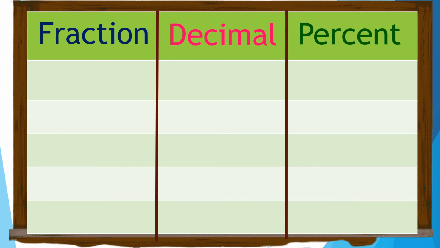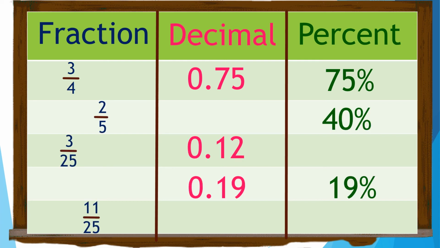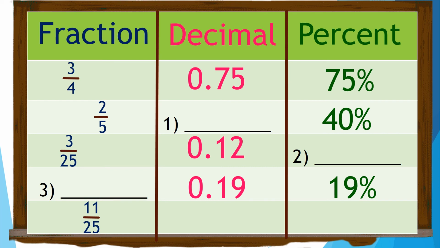See the given example. 3/4 in decimal is 0.75, which is the same as 75%. Now, try doing this by yourself. Fill in the missing number for number 1, number 2, 3, 4, and 5. You can always pause the video if you needed more time to think about it.